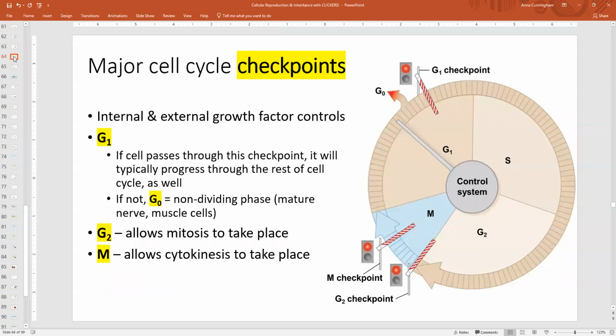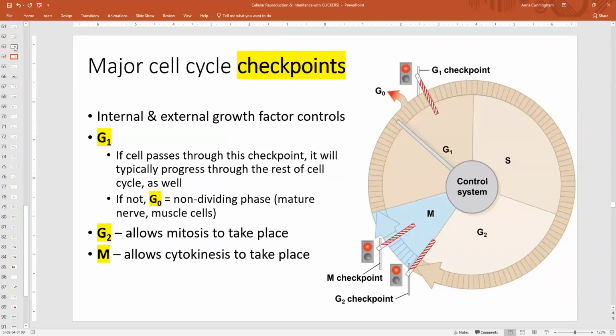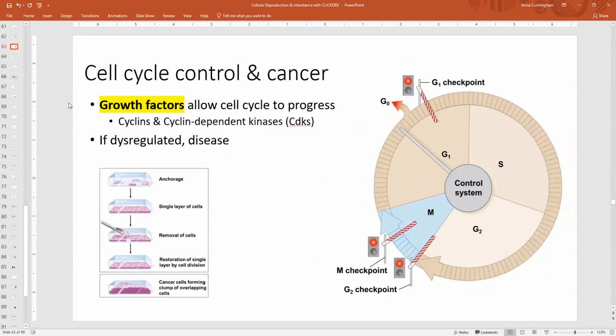I can't remember if I have this telling you exactly the CDKs. I do, in a minute. But before I talk specifically about growth factors and transitioning stage to stage, I want to talk about another really important way that a cell gets a signal as to whether it can divide or not. Growth factors, or extracellular signals, are a really important one.